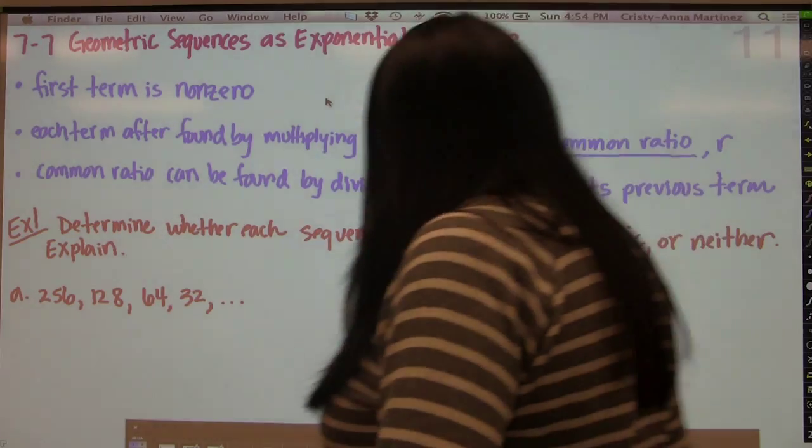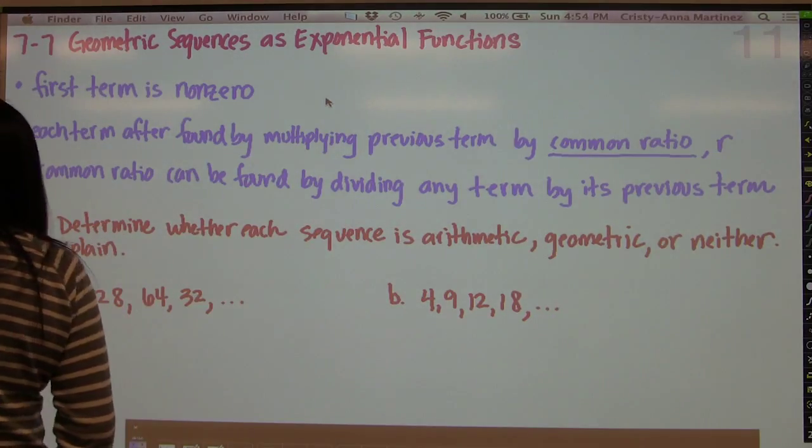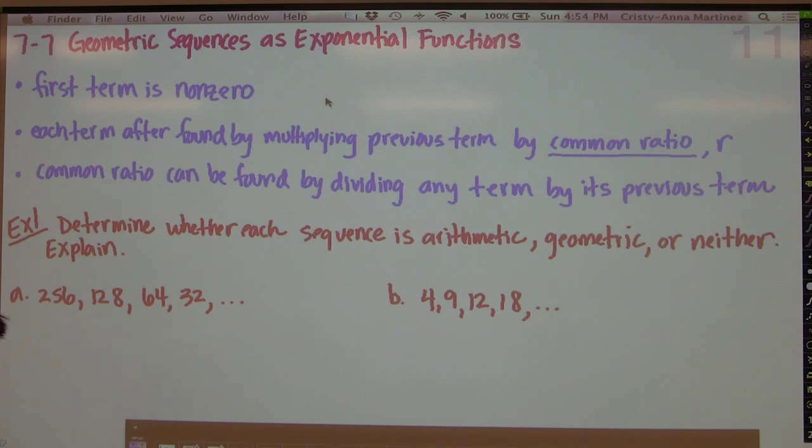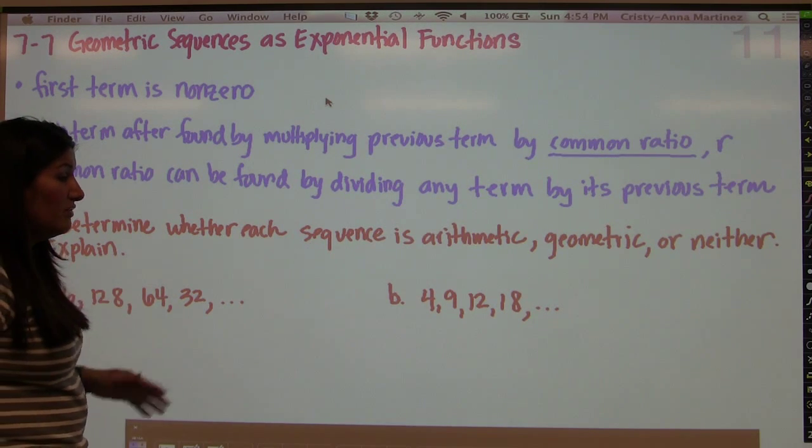And so, the first thing I want to tell you about a geometric sequence is that the first term is always non-zero. So non-zero means that it's not zero. Now it could be positive, it could be negative, it just can't be zero. Second thing, each term after is found by multiplying the previous term by what we call a common ratio, which we'll call R. And I'll explain that a little bit further as we continue in our examples. The last thing is that a common ratio can be found by dividing any term by its previous term.